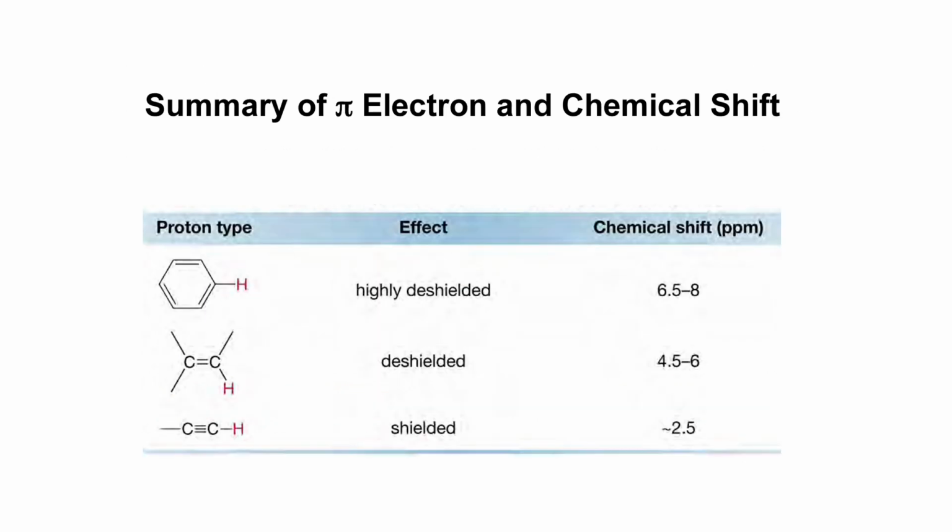So here's an example. Like we said, the benzene ring attached with hydrogen is highly de-shielded, and the chemical shift would be 6.5 to 8 parts per million. Whereas the C triple bond C attached to a hydrogen is shielded, and its chemical shift would be lower, at 2.5 ppm.